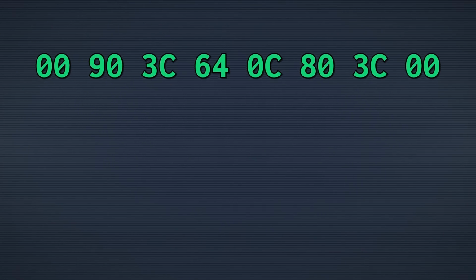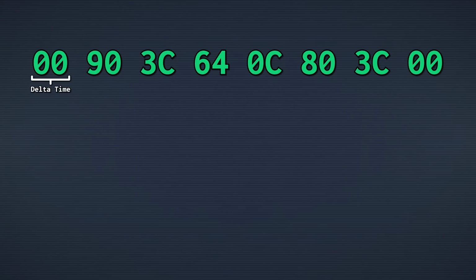Every event begins with a delta time. Remember, this is just the amount of time that has passed since the previous event. For our first event, that's a 0, meaning it happens immediately. Following the delta time is the event status. This byte represents the type of event that occurred, and sometimes some additional info. In this case, we have 90 in hexadecimal. The first nibble, 9, means that this is a note on event, so a key on our keyboard has been pressed. The second nibble, 0, indicates that this note is played on the MIDI channel at index 0.